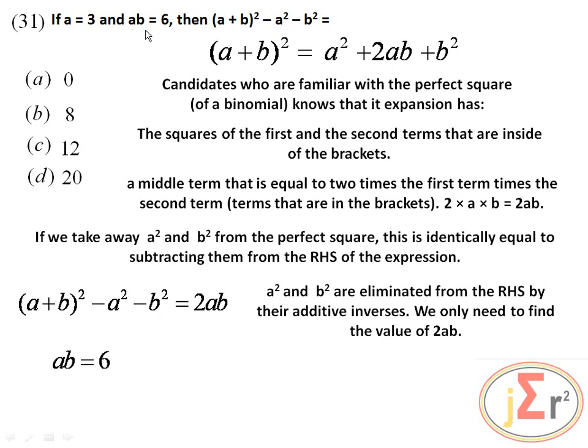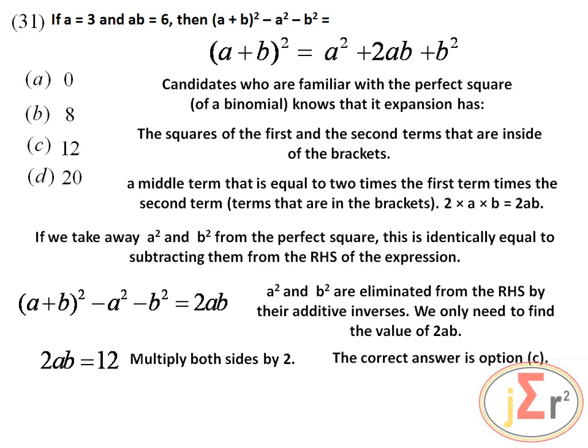According to the statement of the problem, ab is equal to 6. Multiplying both sides by 2, we say 2 times ab must be equal to 2 times 6. We have 2ab is equal to 12. The correct answer is option C. All that we have here is 2ab, and we know that ab is 6, so 2ab is equal to 12.